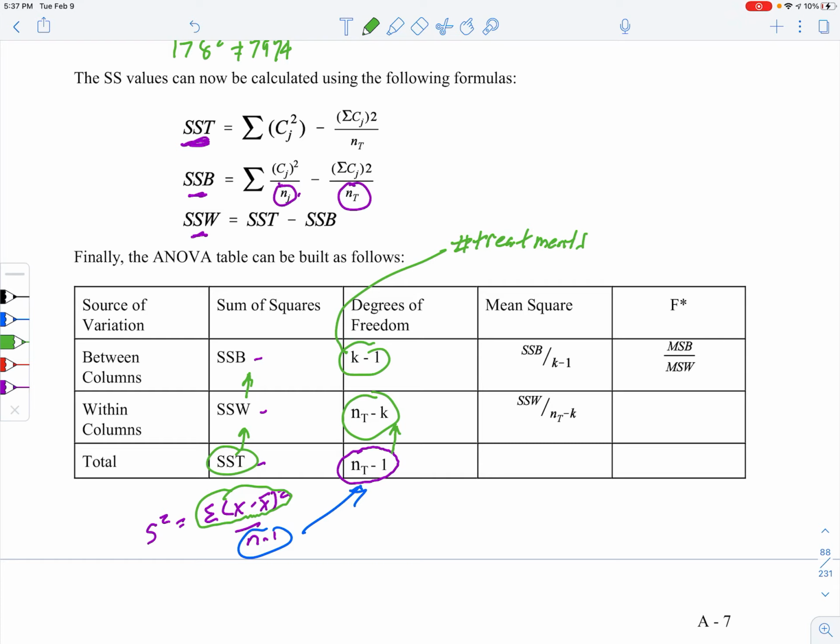And then what we do is the numerator of the F star is going to be SSB divided by K minus 1. That's just an adjustment for its degrees of freedom. And then the denominator will be SSW divided by NT minus K. And that ratio then will give you your F star value. Now, a symbol which a lot of books use is MSB, which stands for the mean squares between, mean squares within. I usually don't even use that. I just simply use these guys right there. It's just a lot easier to understand.